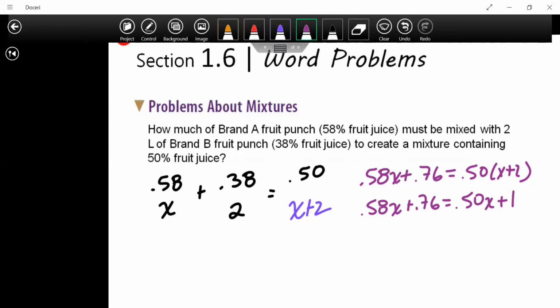Subtract it on both sides. My x is bringing everything over to this side. It just takes time to fill that in. It should give us 0.08x is equal to 0.24. Look at how nice that comes out. X is equal to 3. This tells me I need 3 liters of a solution at a concentration of 58% fruit juice that can be mixed with a 38% solution at 2 liters to give me a 50% combination. Good stuff. Cool beans?